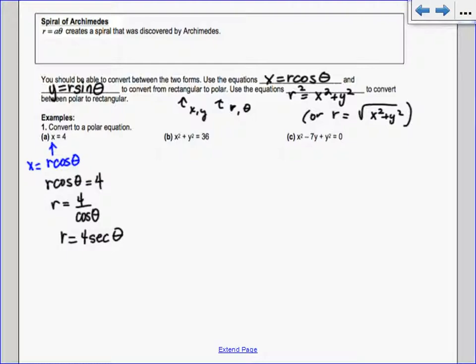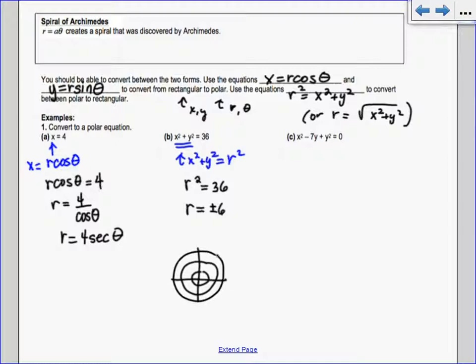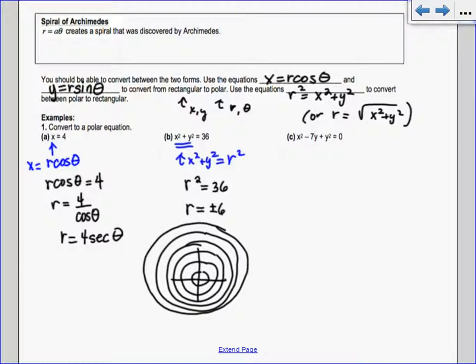Okay, part B. So I have x squared plus y squared equals 36. So we're very lucky because we have x squared plus y squared. And remember that x squared plus y squared is equal to r squared. So in this equation, we have r squared is equal to 36. Now, if you think about polar coordinates, this means that r is equal to plus or minus 6. If you have r is equal to 6, that means that you have a circle with a radius of 6, so it's going all the way around here.